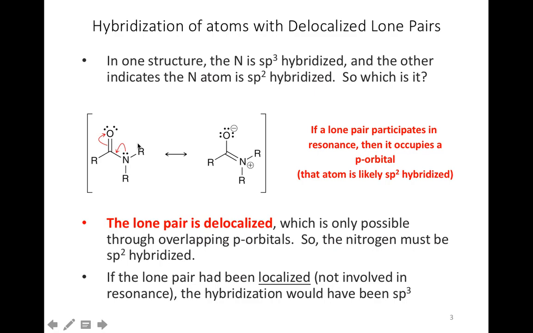So, when we're assigning geometries and hybridizations for molecules that are participating in resonance, we have to be a little bit careful and be sure that we consider all of the resonance structures. In order for the molecule to participate in resonance, there must be an unhybridized p orbital. So this nitrogen can't be sp3. In this case, it must be sp2.